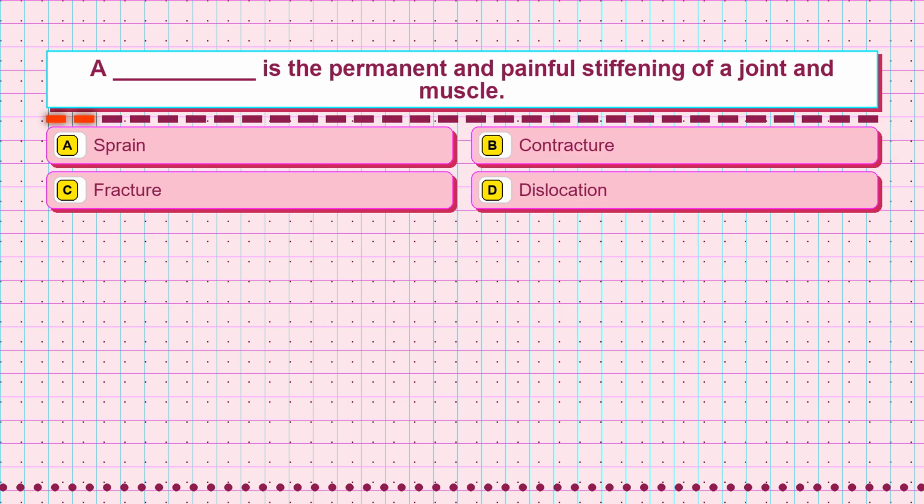Question 73. A blank is the permanent and painful stiffening of a joint and muscle. Option A, a sprain. Option B, a contracture. Option C, fracture. Option D, dislocation.